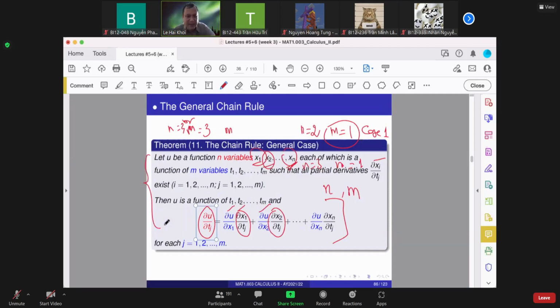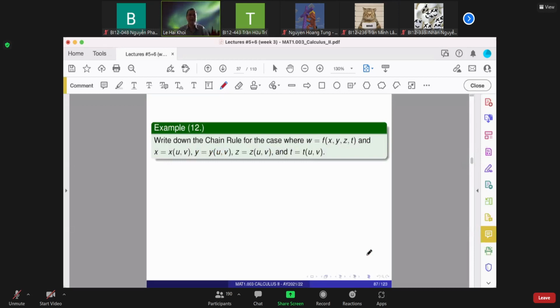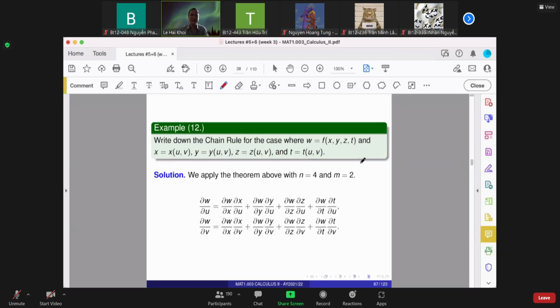Only I remind you again that if you have a function of one variable, then you can write d over dt, for example. But if there are several variables, you should write d over dt with a curly d in such a case, because this is a partial derivative. Okay? So for example here, n equals 4, m equals 2. Then you have the partial derivative of w with respect to two variables u and v. So two partial derivatives, and you apply it for four variables.